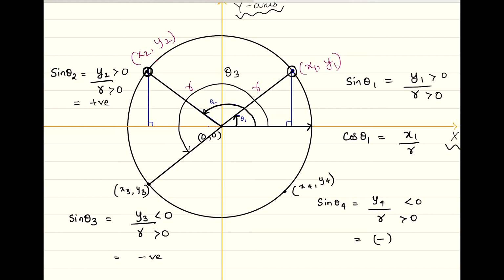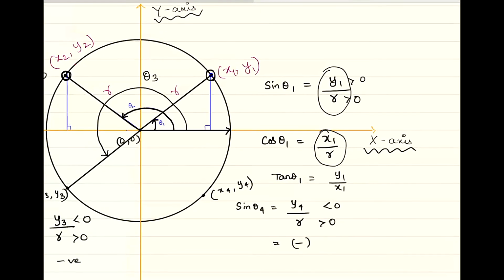Now all other functions can be defined based on sin and cos. Let's say tan theta is what? Sin theta by cos theta. So if you divide these two, y1 by r divided by x1 by r, you get tan theta as y1 by x1. So basically, tan theta is y coordinate divided by x coordinate. Now similarly, the other three ratios are nothing but reciprocals of sin, cos and tan, so that we are not discussing here.